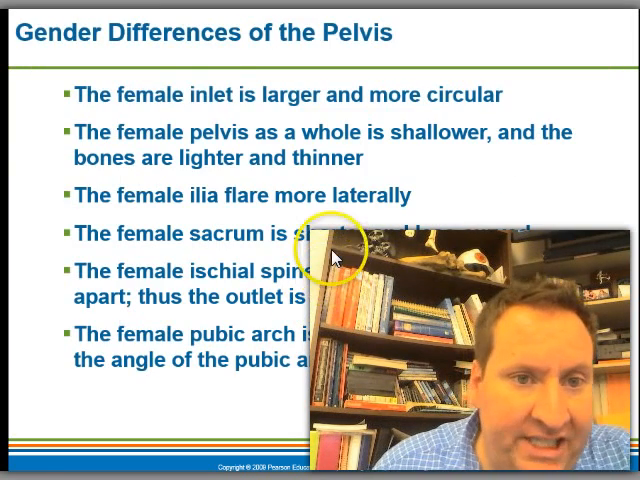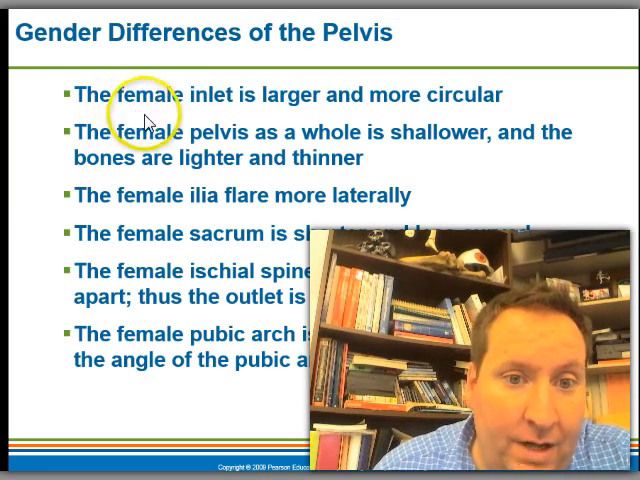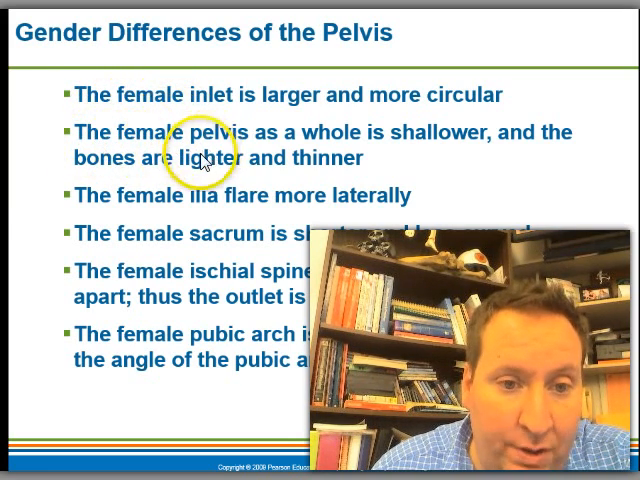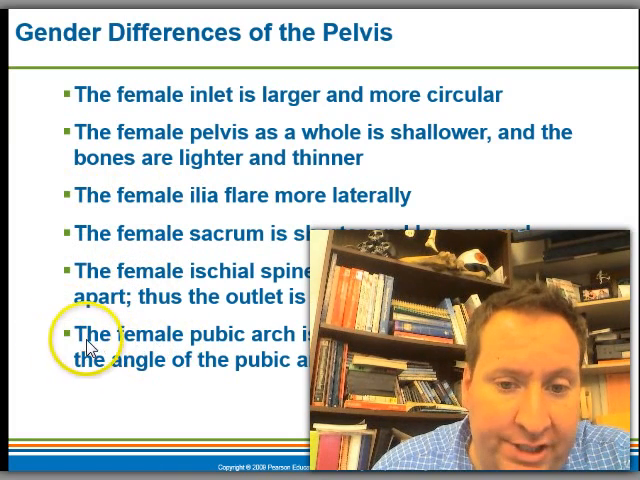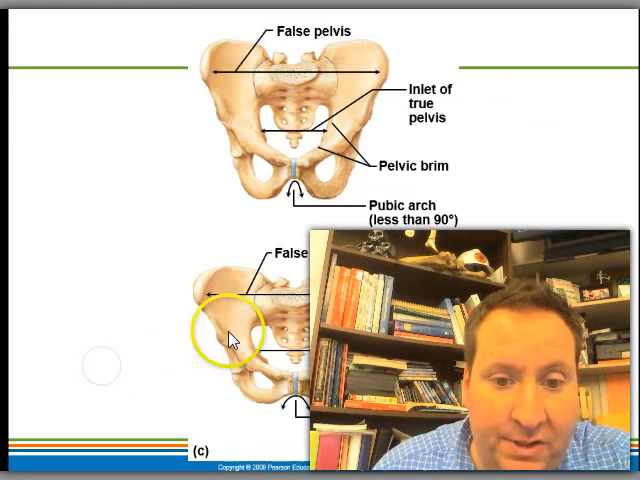This slide is just explaining some of the gender differences that we have in the pelvis itself. So the female, the inlet's more large and circular. The female pelvis as a whole is shallower. And then we take a look at the pubic angle. The pubic arch is more rounded and it has a greater angle that's associated with it.